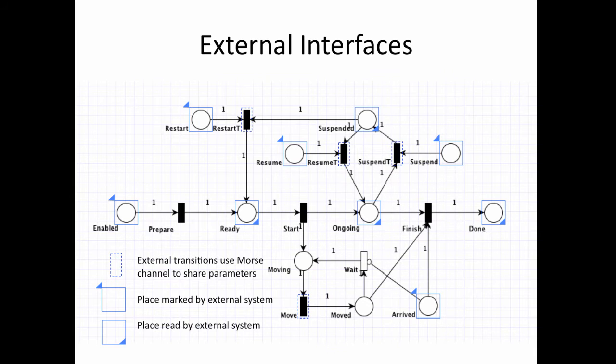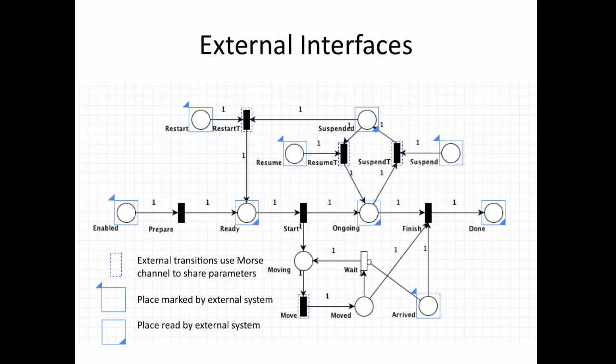The dotted blue boxes are a type of transition we call an external transition, which enables us, in addition to processing the tokens as we saw earlier, to also fire some external logic. In this particular implementation, all 4 of the external transitions represented here, the restart T, resume T, suspend T, and move transitions, make use of a shared data structure called a Morse channel to communicate back and forth to Morse. For example, the speed that's desired and the location are communicated through the Morse channel. And each of these transitions just says what we want Morse to do. We want it to move, we want it to stop, we want it to keep going. And this is a simple way to communicate back and forth.